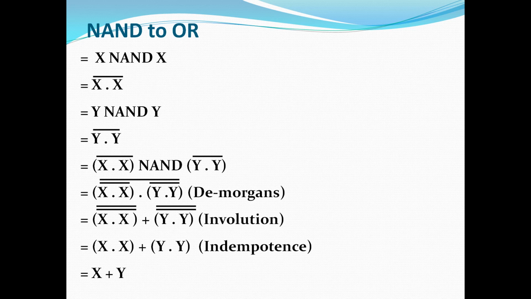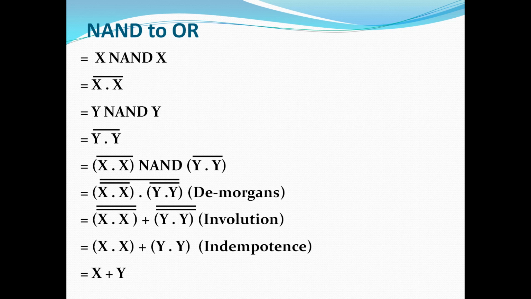x dot x whole dash NAND y dot y whole dash, that equals, if you apply the NAND operation, x dot x whole dash dot y dot y whole dash, whole dash. See how to read that one: x dot x whole dash dot y dot y whole dash, and the whole dash will be there. Then we have to reduce that one.